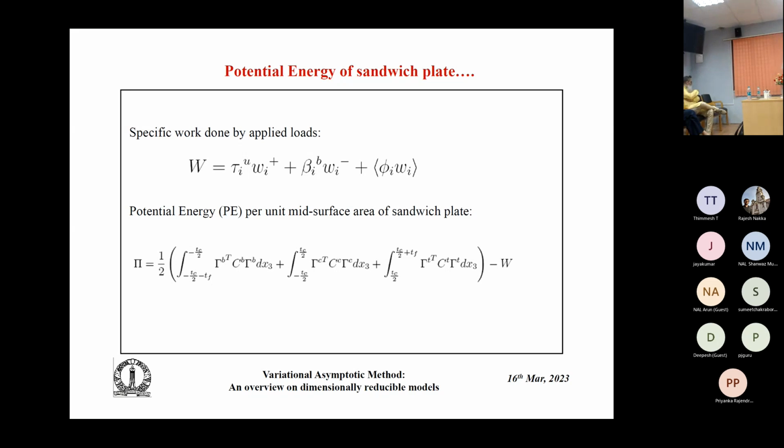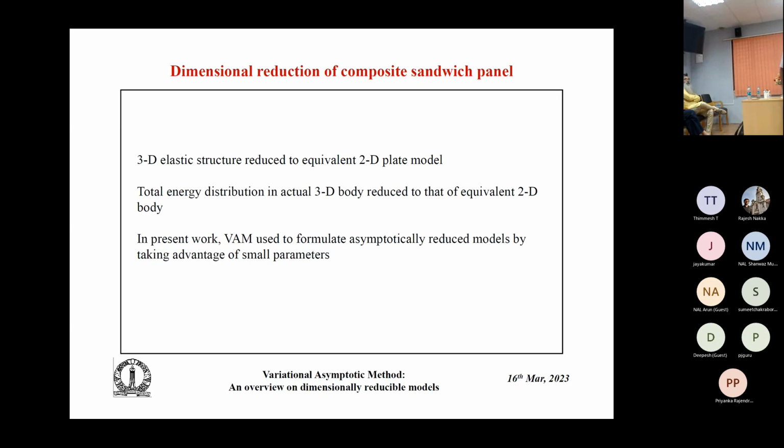Once the strain energy as well as the work done is estimated, we can obtain the potential energy by using the well-known formula, that is the stress into strain, and in terms of 3D strains, it is given in this way. So in the dimensional reduction process, the energy distribution in the 3D structure has to be made equivalent to that of a 2D body. This is going to be done by using the VAM.